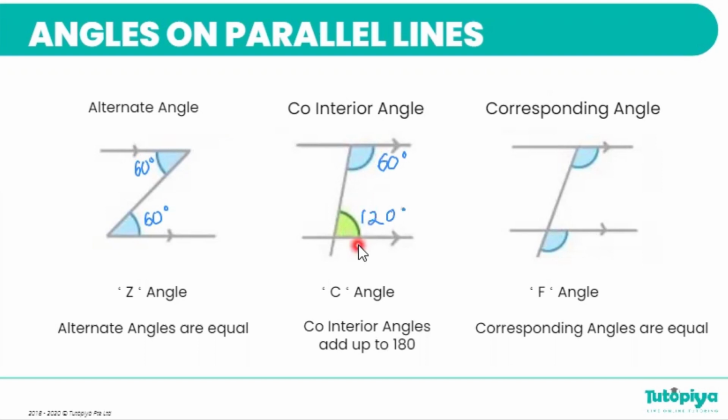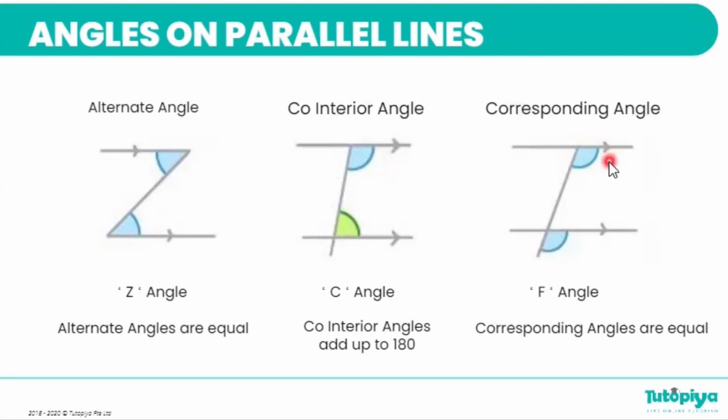We can also have this relationship formed on the other side. So I can say this angle over here, along with this angle over here, would also be co-interior angles, and they would also add up to 180 degrees.